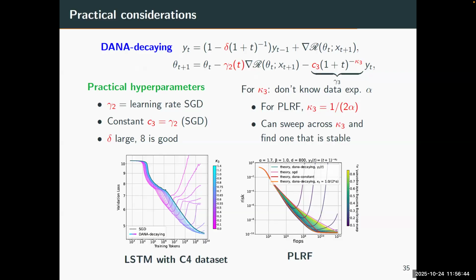The first thing you might say is you don't know the data exponent. So how do you find the data exponent? Well, remember I said if I had chosen a data exponent kappa 3 and I guessed it, it would eventually blow up. You can sweep over your kappa 3s and you can see the same effect on real data. Eventually it will blow up, and you just want to find the one which doesn't blow up.